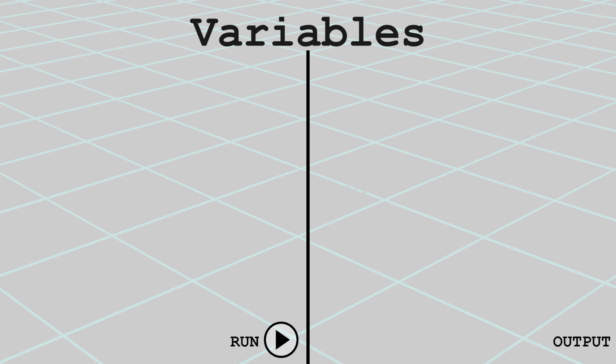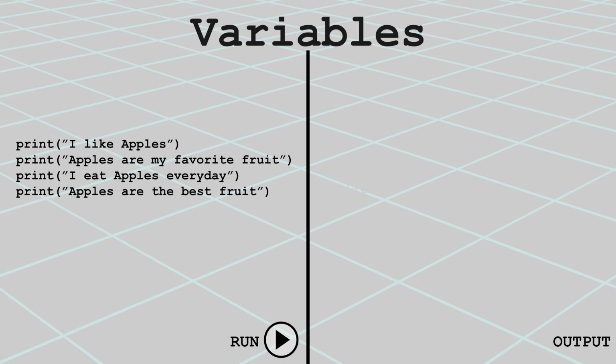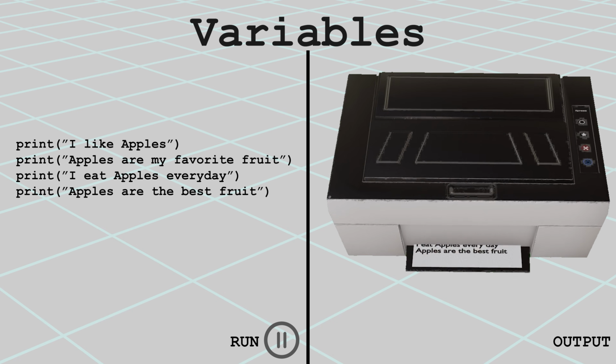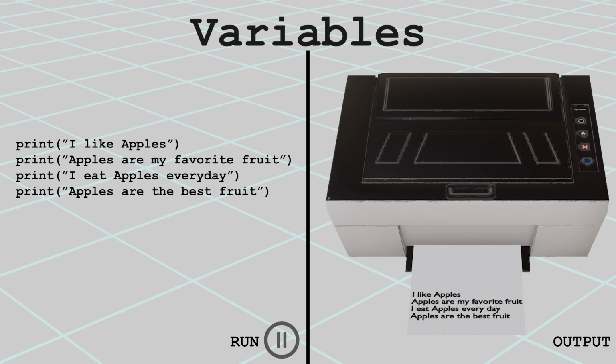You may be asking, when are variables useful in Python? Variables can allow us to efficiently change and edit multiple lines of code. For example, here are multiple print functions talking about our love for apples. There are 4 lines, including I like apples, apples are my favorite fruit, I eat apples every day, and apples are the best fruit. If we were to run this code, it would just print those 4 lines like normal.